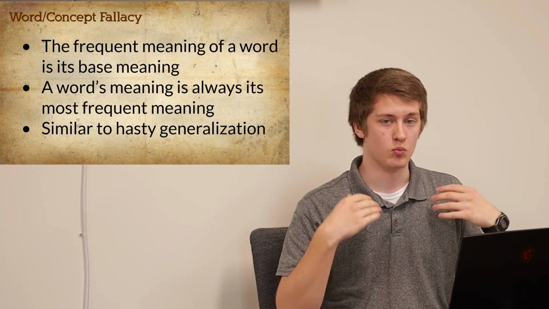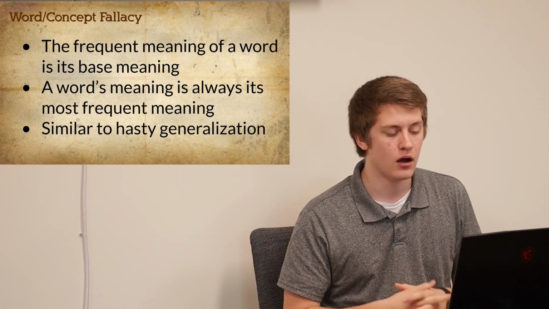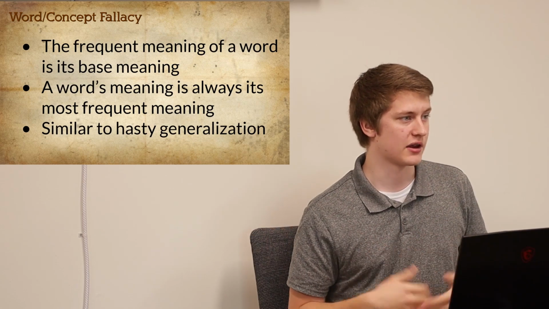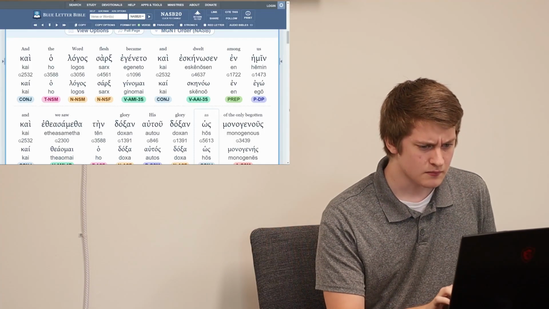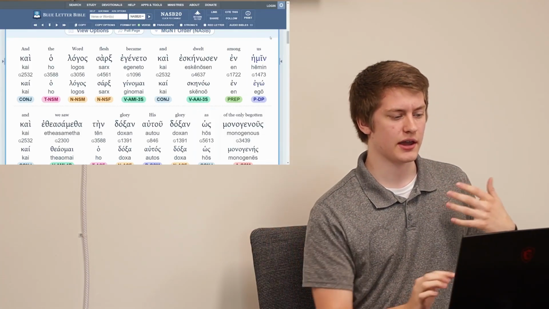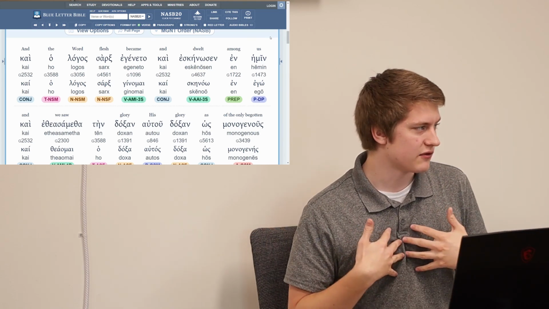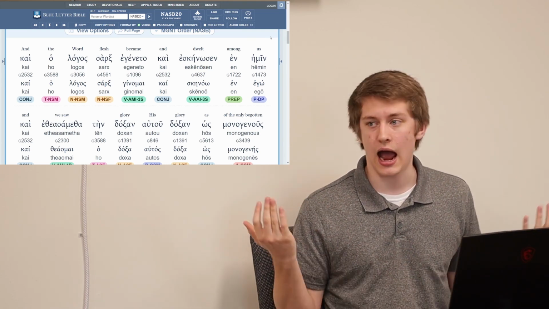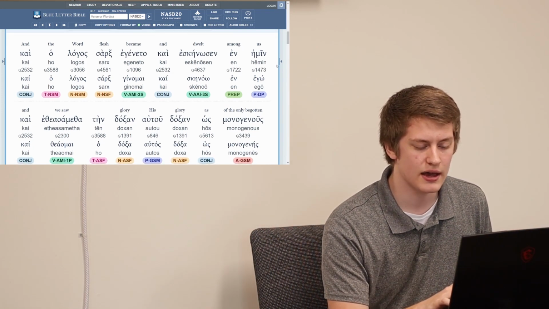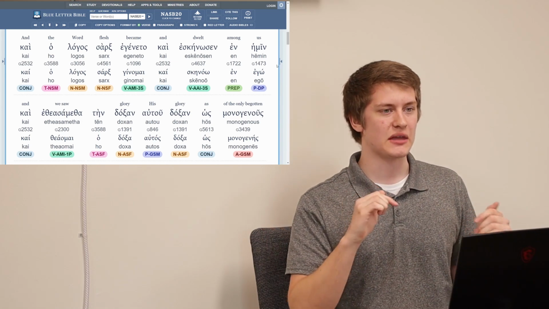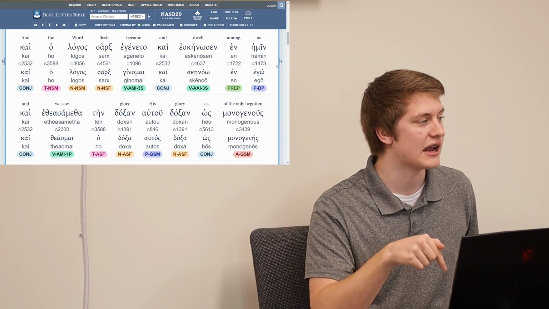Even though it most frequently means "in," it doesn't always mean "in." In other cases, it's a very good translation to translate it as "among." Now you might be thinking, doesn't Jesus live in our hearts? Isn't that true? Yeah, I would think that's true. But just because something is true doesn't mean that's what this text is trying to communicate to us.